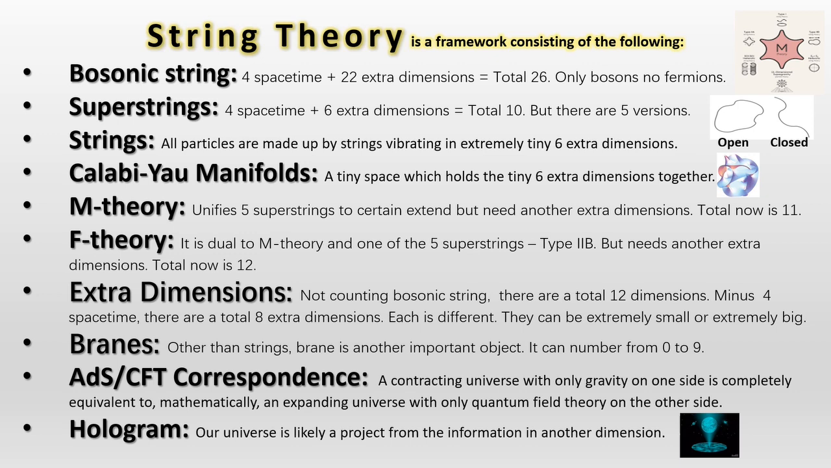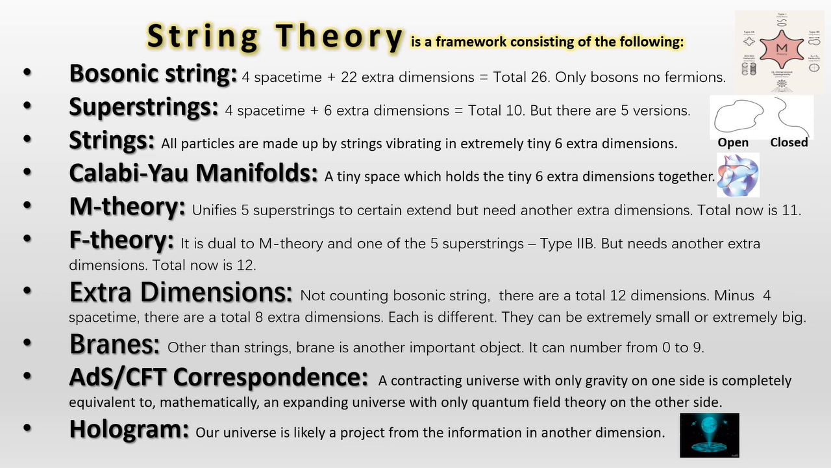It predicts 2 universes. One side of it is called anti-de Sitter space, which is a contracting universe with only gravity. The other side is called conformal field theory, which is an expanding universe like ours with only quantum field theory. Each side is completely different, but strangely each side can reconstruct the complete results on the other side mathematically. Many problems that are difficult to solve on one side can be easily solved on the other. 2 completely different sides, yet they are the same, and it is so useful. What is it? Nobody knows.